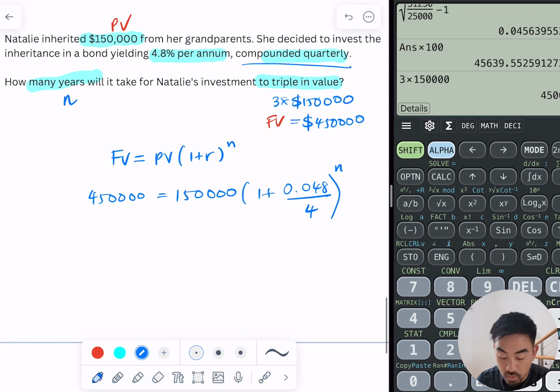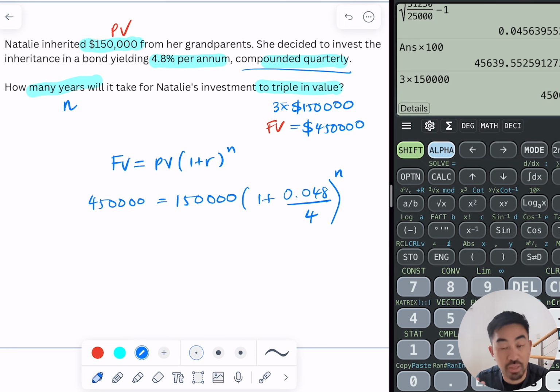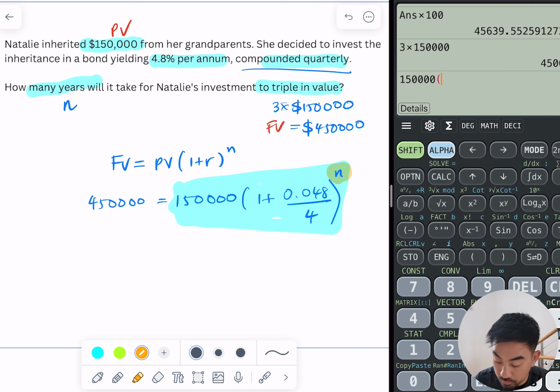Now, first thing is there is a way to find n mathematically, and we're just using logs and stuff like that. But for the purpose of standard 2 maths, you just need to apply guess and check. So what's the best way to do that? What I'm going to do is put all this in the calculator, and I'm basically just going to try different numbers for n up until I get to the point of 450,000. So 150,000 times 1 plus 0.048 over 4, to the power of, and now I'm just going to try it.